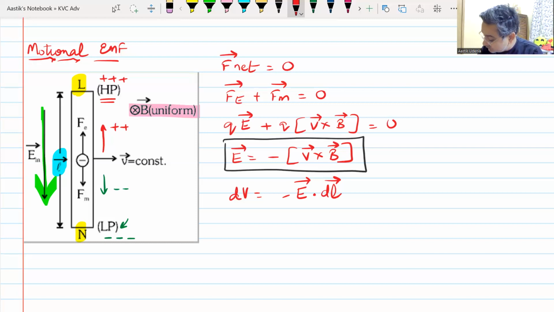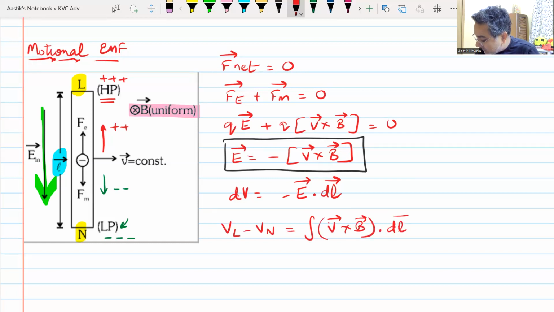L at higher potential and N at lower. So VL minus Vn, higher minus lower, can be written as the integral of E dot dl. To write the integral of E dot dl, we can write it as the integral of V cross B dot dl, and you understand that this rod now behaves nothing but like a battery. Do we understand this?